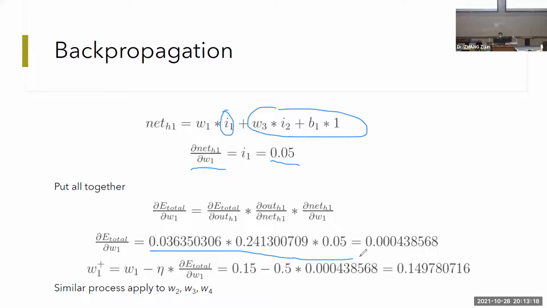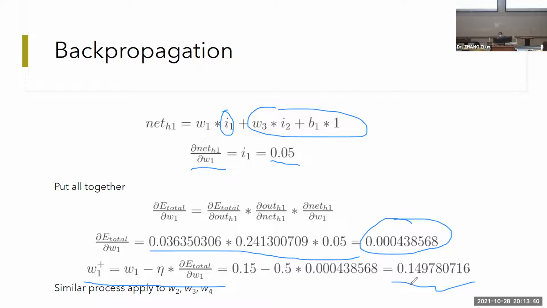Then we multiply these 3 terms together, we get a gradient. Okay, it's a smaller one, at 0.00043. And we update the weight 1, it will become 0.1497.